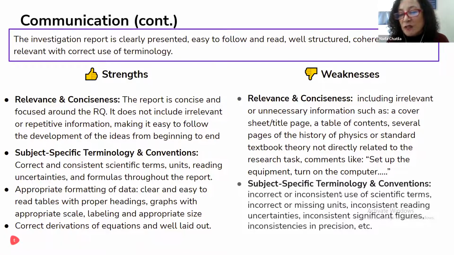Inconsistencies in the use of scientific terms, missing units, inconsistent reading uncertainties, significant figures, precision, everything. This is part of communication.